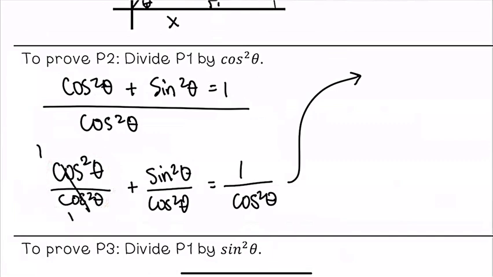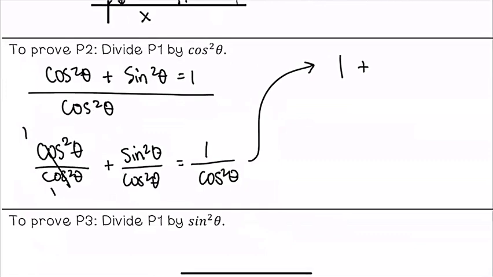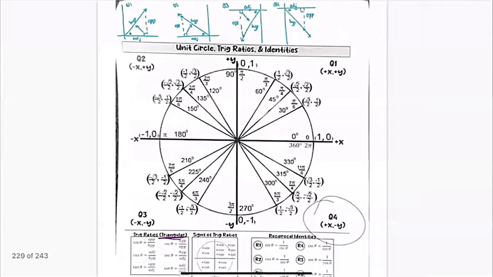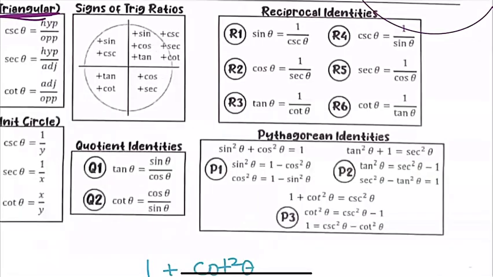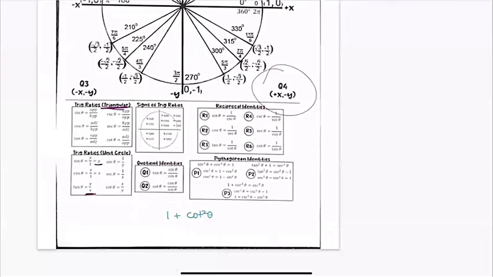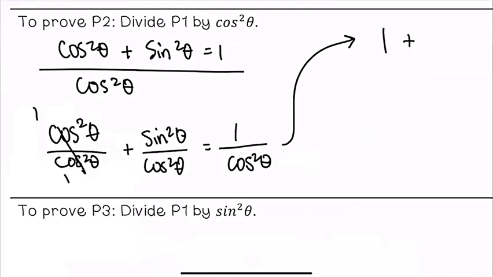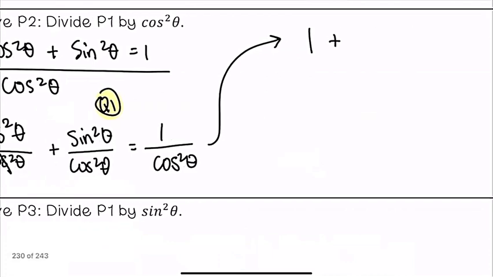Then I have a plus sign. And then we have sine divided by cosine. So looking just at this fraction right there, we're going to look for sine over cosine. I see it right here. So it's tangent according to Q1. So per Q1, sine divided by cosine is actually tangent. And because it was squared over here, our tangent would also be squared.